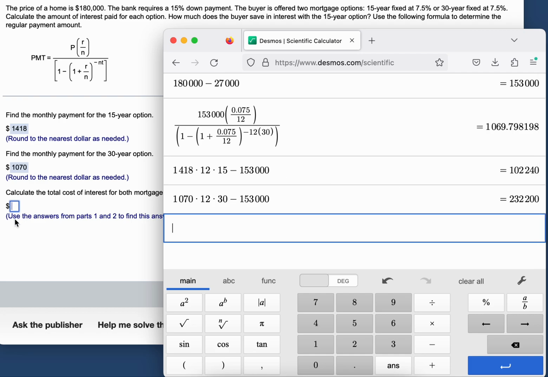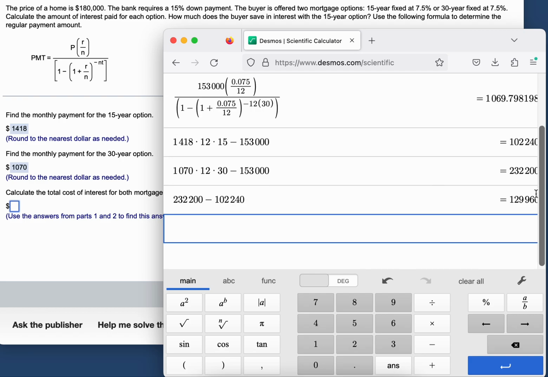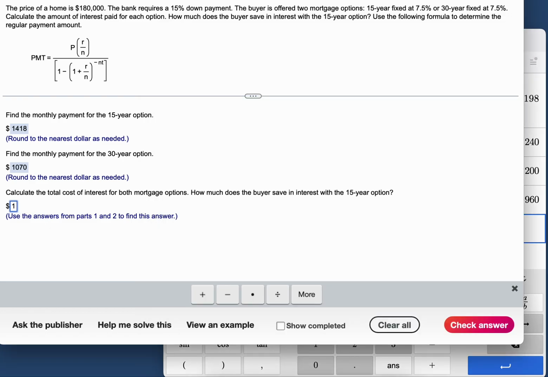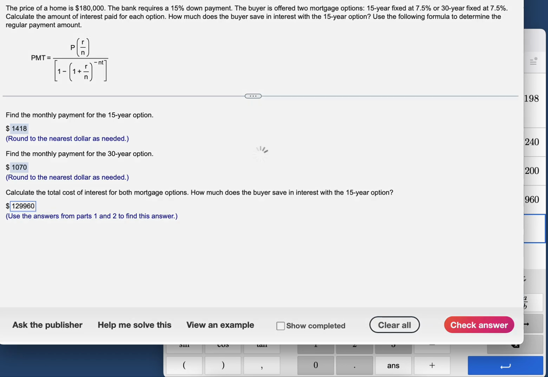So just to go back, because this was incorrect, the thing I first entered, this first number here is the amount of interest from the 15-year loan, and this number here is the amount of interest from the 30-year loan. If you take this number and subtract this number, that will be the difference in the amount of interest between the two loans. And that's the answer they were asking for here. So I'll type in 232,200 minus 102,240. So that is $129,960. Okay.